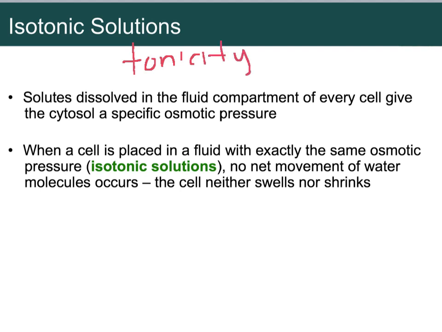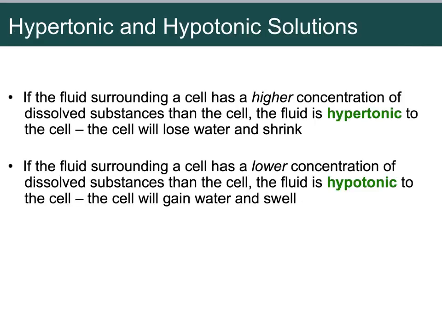which you'll see as usually something tonic. So isotonic, iso means the same. That means that there's no net movement of water on both sides, so that the cell is in perfect equilibrium. When it's isotonic, everything's in equilibrium, and they're happy.